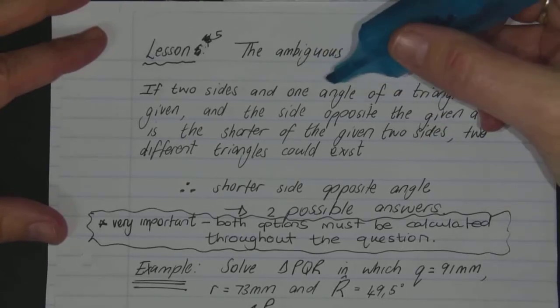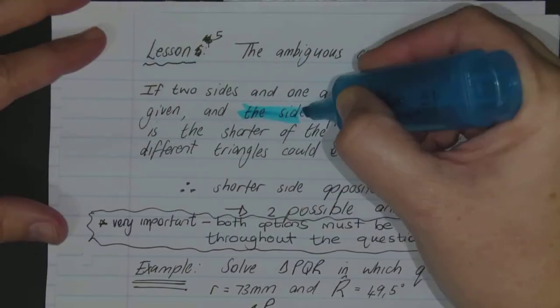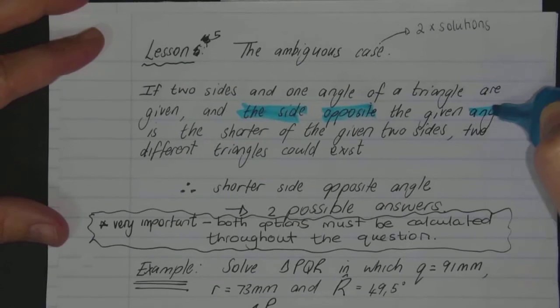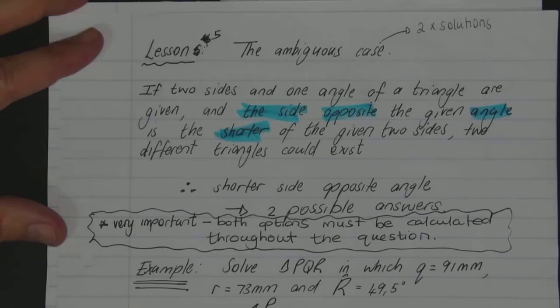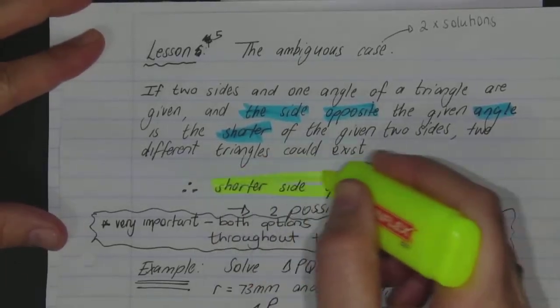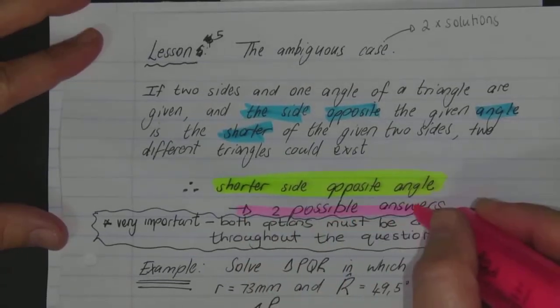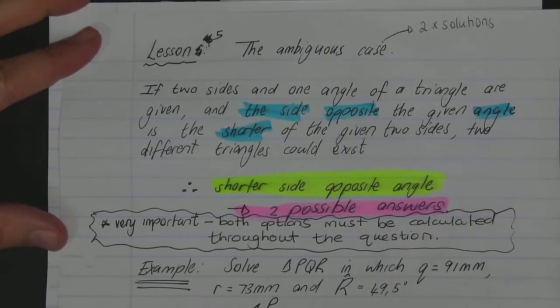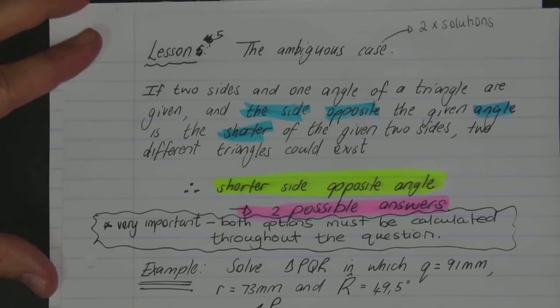So if two sides and one angle of a triangle are given, and the side opposite the angle is shorter of the given two sides, two different triangles exist. So what are the key words there? The shorter side opposite the given angle gives me two possible answers. Very important is that both options must be calculated throughout the question.